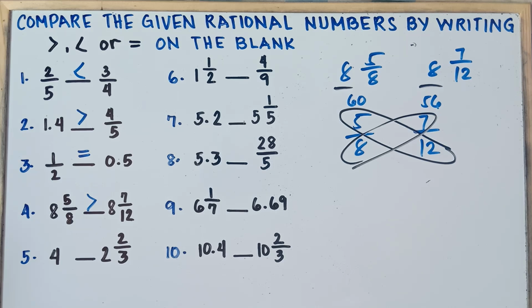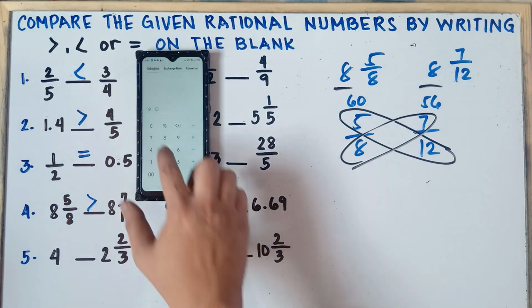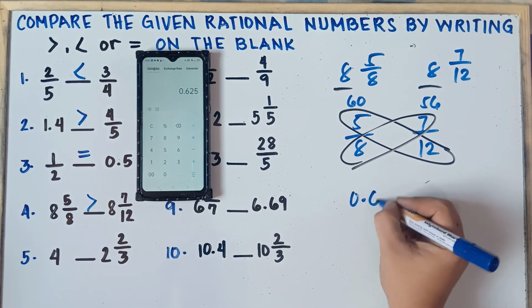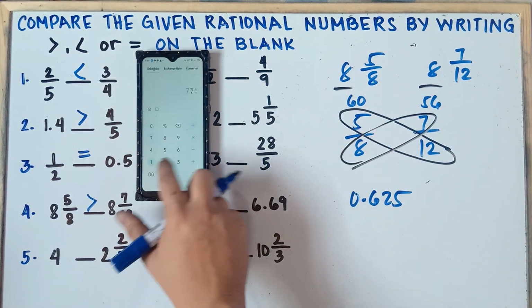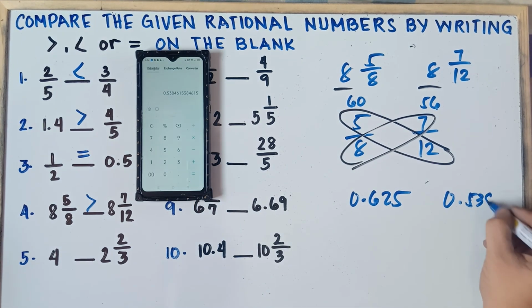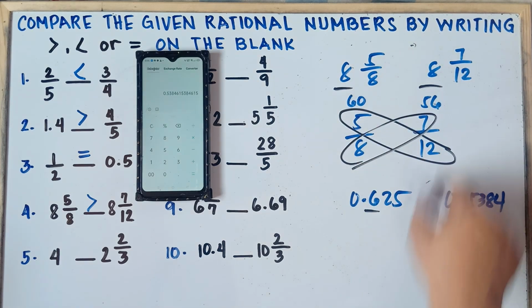Even if we use our calculator, class. So let's check, class, using our calculator. So let's divide the fraction, class, 5 over 8. 5 divided by 8. The answer is 0.625. Now, how about this one? 7 divided by 12. You will get 0.5384 and so on. Of course, we know that 6 is greater than 5. So therefore, class, 5 over 8 is greater than 7 over 12.